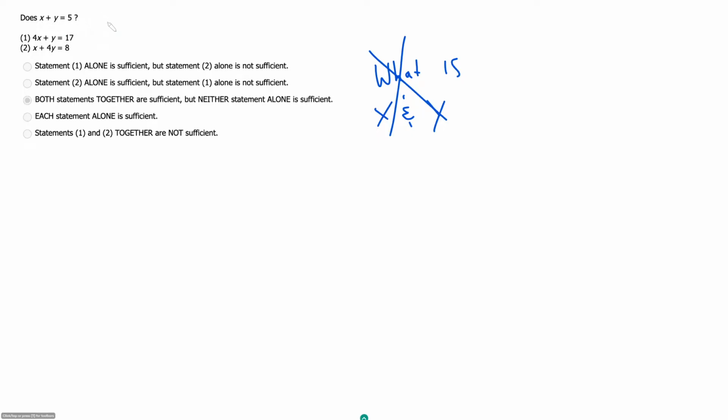Let's review for a second what data sufficiency is really asking for. It's asking for the minimum information needed to answer the question. So while it is true, if statement 1 said x is 2, statement 2 said y is equal to 3, that would be sufficient.